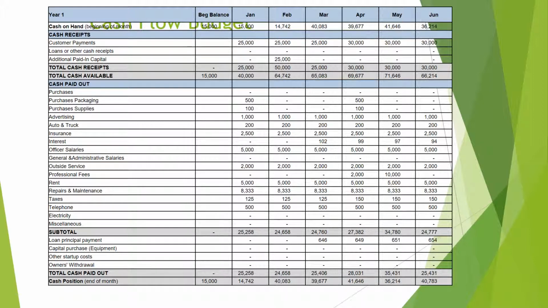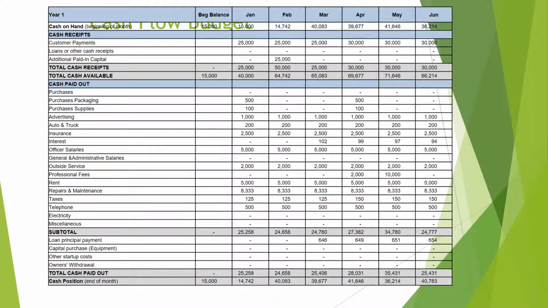Okay, so here is an example of a cash flow statement. As we can see, we're showing the money that's going in and the money that's going out month by month. So then we're able to project where the money is actually going. In the upper left-hand corner, we have the beginning balance of $15,000. Then going month by month, we can see the cash receipts of money that we're receiving.